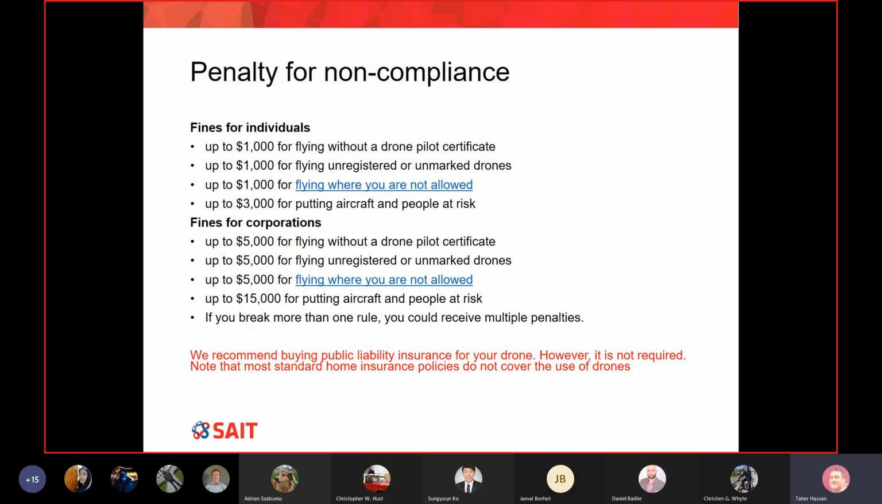Last thing is, there is a recommendation for buying liability insurance. Okay, it's just a recommendation. 2 years ago, it was enforced. You must have $1 million third-party liability insurance. And right now, it is just a recommendation. For sure, everyone will buy insurance. Now, insurance companies know what drone insurance means, and they can sell you some drone insurance.